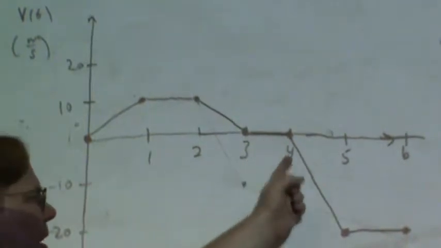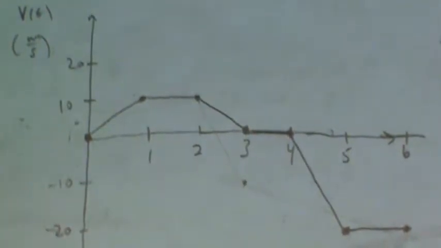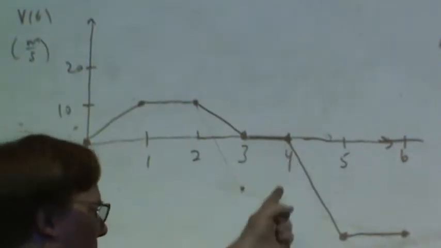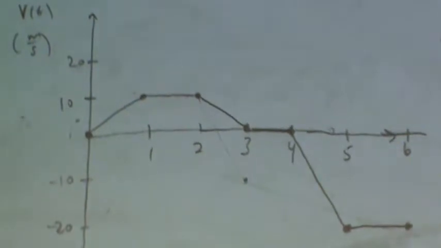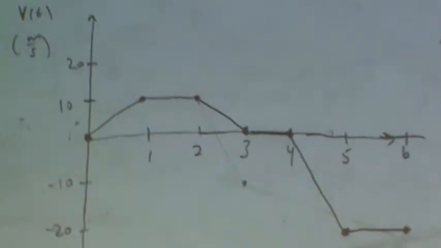And finally, I'm going to let you guys do this. How about from 4 to 5? What's my slope now? Negative 20 meters per second squared. If you guys are getting negative 20 meters per second squared, you win. The rise is negative 20 meters per second. The run is 1 second, so negative 20 meters per second squared. And finally, from 5 to 6, it's 0.